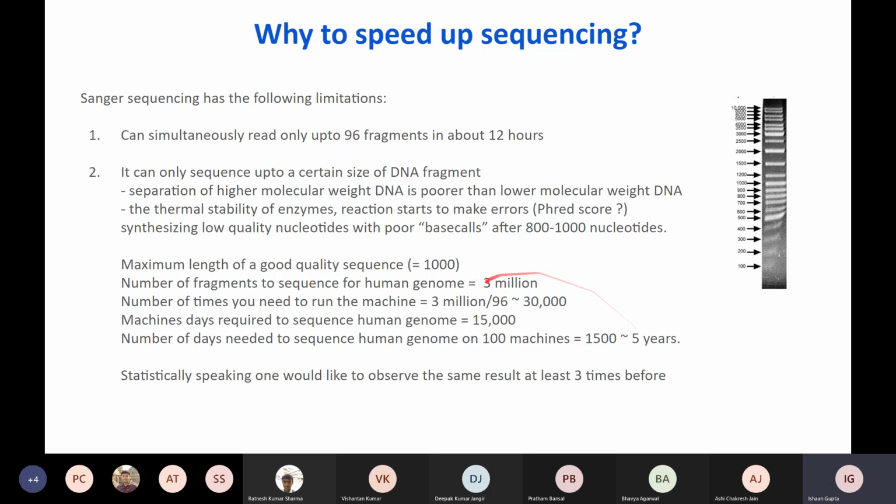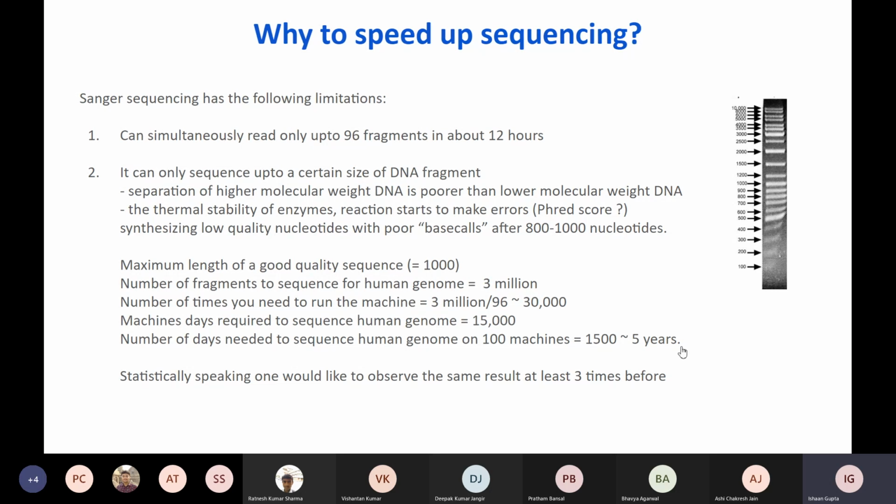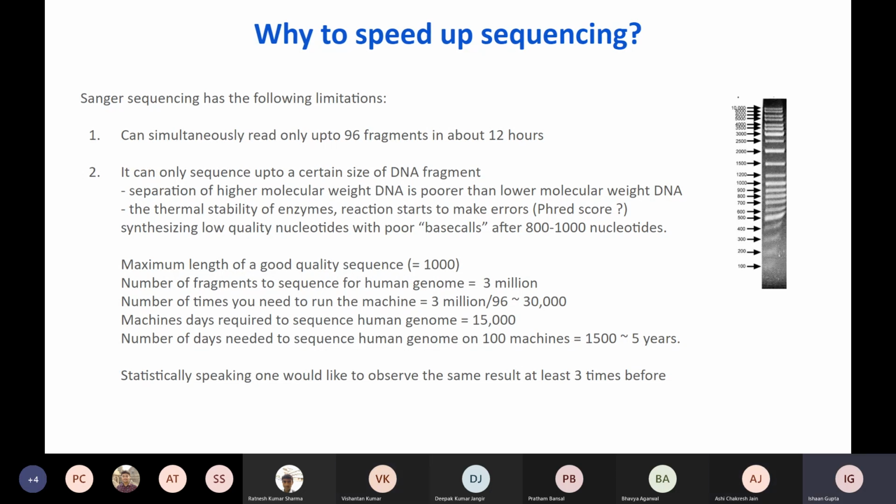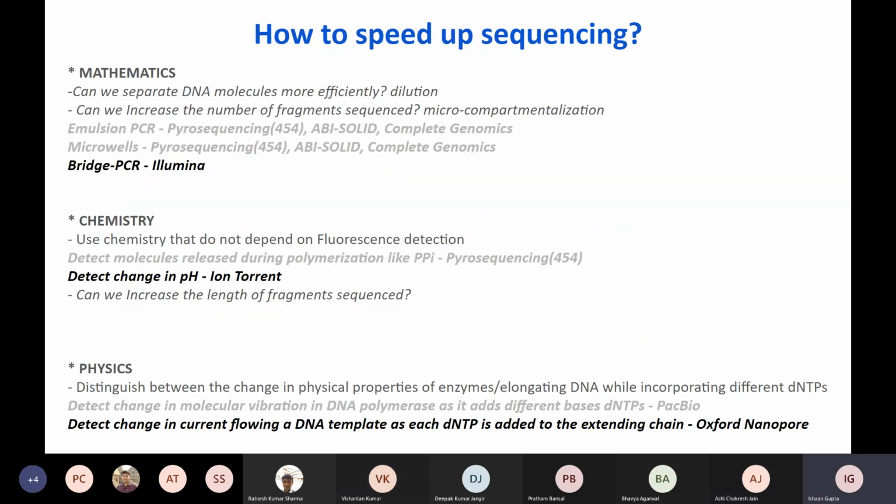And this is only to sequence the human genome with one coverage. But we know that we sequence the human genome with much more coverage. So there were many more machines sequencing, and you can clearly see why it took such a long time to sequence a human genome. Now this is not viable, right? I hope everybody can follow this calculation. Yes, no? Yes, sir. So therefore, there was a need to speed up sequencing.